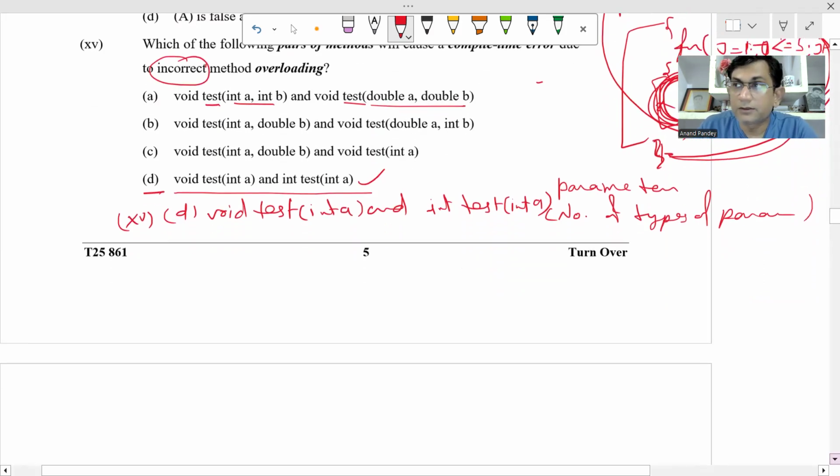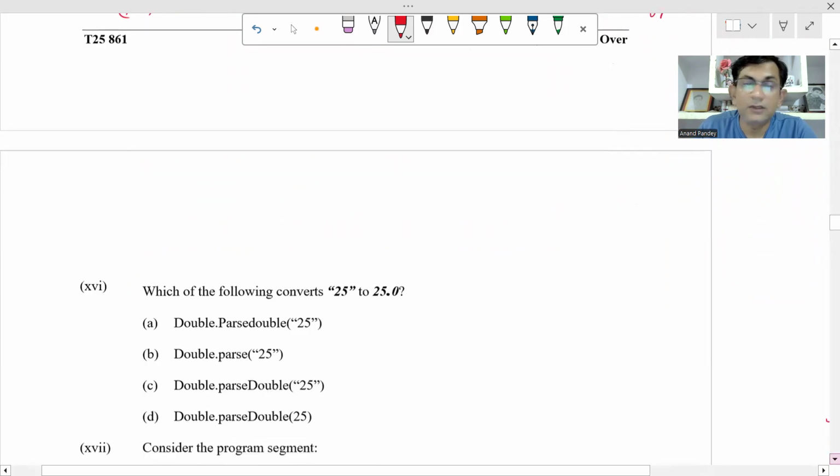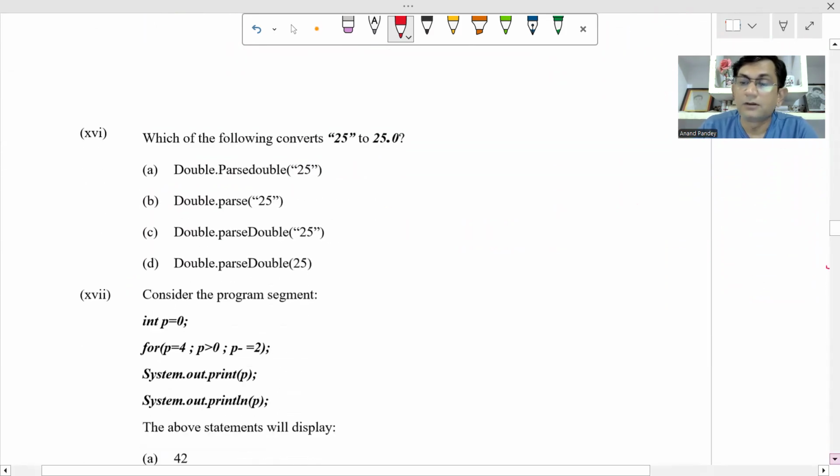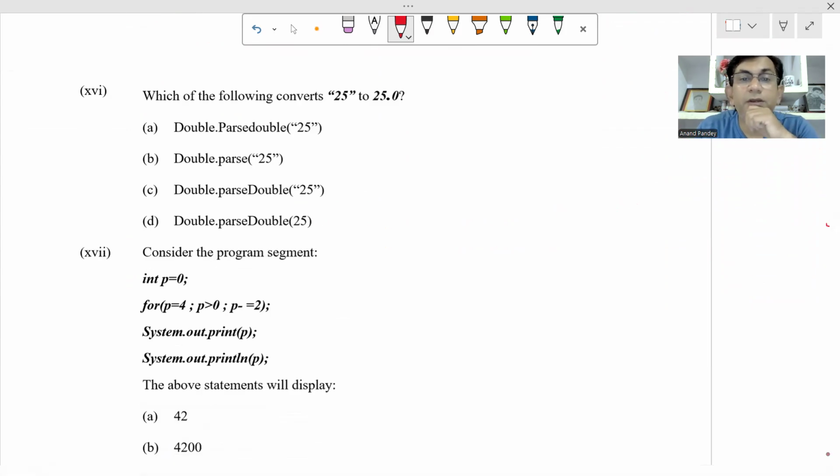Now coming to the next question, question number 16. Which of the following converts "25" to 25.0? Means we are trying to convert the string to double type. So for this we have the wrapper class function Double.parseDouble, and this is the correct answer. Parse double, the D must be capital. Here we pass the string, and this function will convert this string into double type, which means it will make it 25.0.